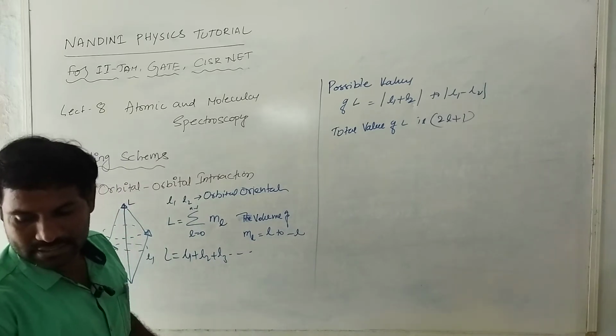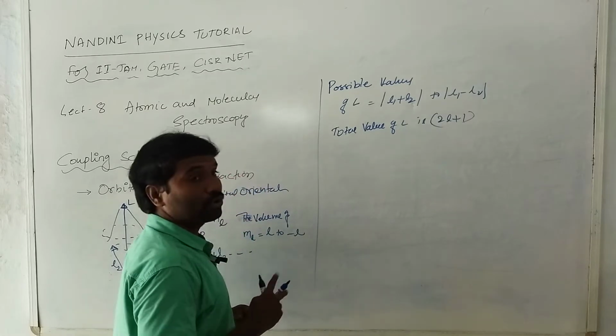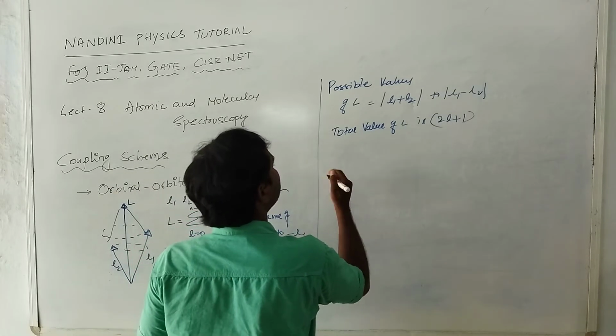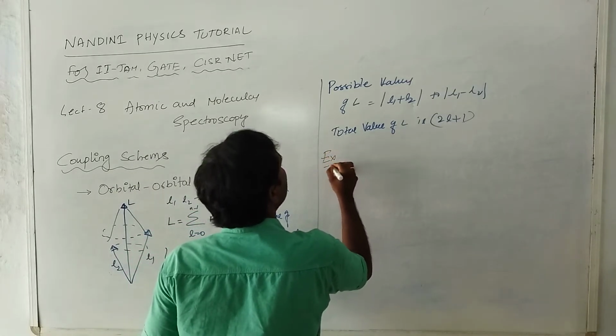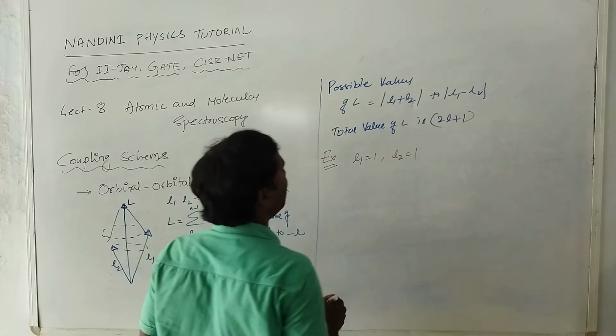So right now I consider one example. If you consider L1 and L2 both are 1. For example, L1 is 1 and L2 is 1.